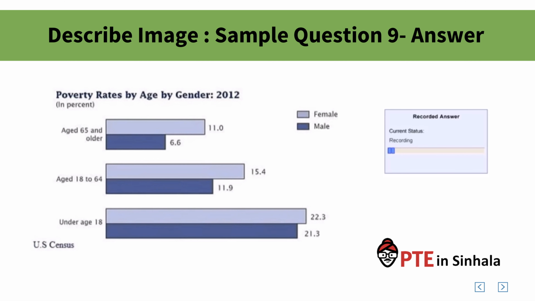This bar chart compares poverty rates in the US in 2012 by age and gender. As per the chart, females under 18 years showed the highest poverty rate of 22.3%. In contrast, males aged 65 and older had the lowest poverty rate of 6.6%. In conclusion, it is seen that the poverty rate among both males and females aged 18 to 64 is roughly equal.